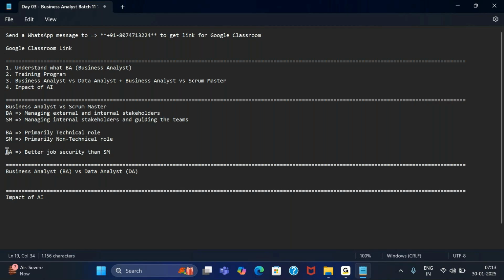But over the two year time frame of COVID, or whenever the situations are tough, like the market crash of 2008, things may not go in your favor, particularly if you are in a non-technical role, that too below the leadership level, what we call mid managers. Mid managers are quite difficult roles to sustain, particularly during tough times. So in that instance, relatively, BA has better job security than Scrum Masters.